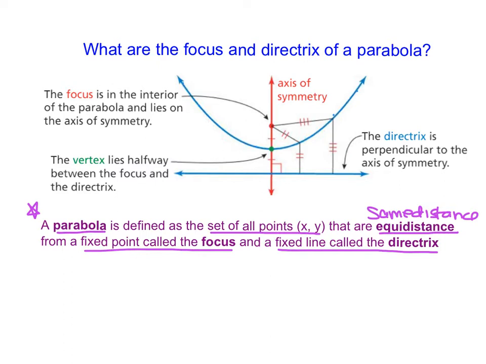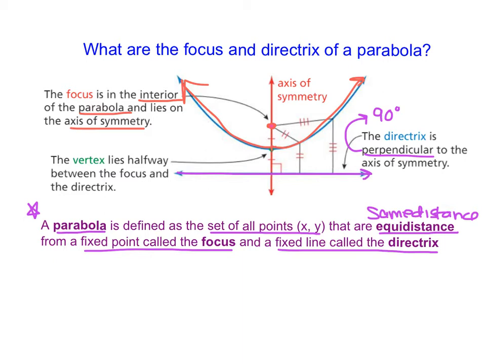Now, if you want more concrete definitions here, you can see that the focus is in the interior of a parabola and lies on the axis of symmetry. So you can see here that it's on the axis of symmetry, just like this vertex point down here is, and it's inside of the parabola. So it always needs to be inside of the U shape. The directrix line is perpendicular to the axis of symmetry, and you should know from geometry that perpendicular means it forms a 90-degree angle.